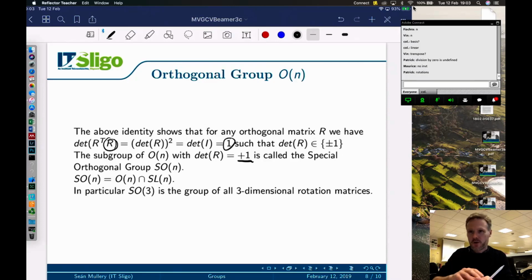You will never end up with a determinant of -1 from that. However, the same isn't true for the -1 case, because if you multiply two matrices together that both have a determinant of -1, you'll end up with a determinant of +1. So it's not true the other way around.